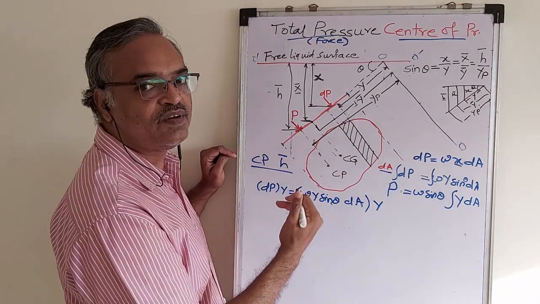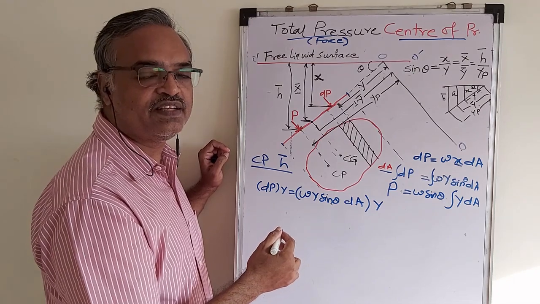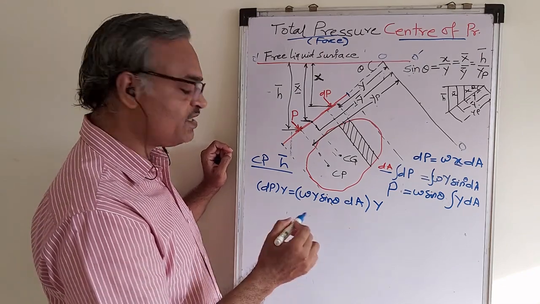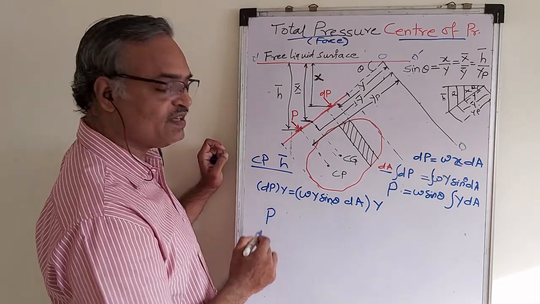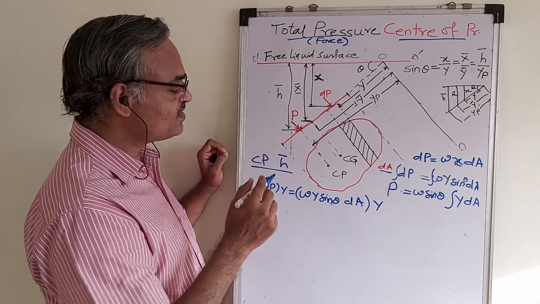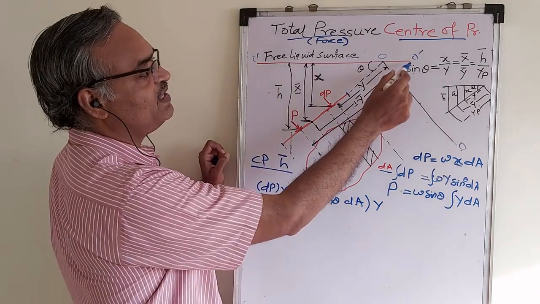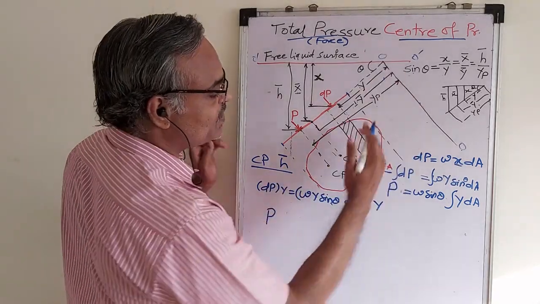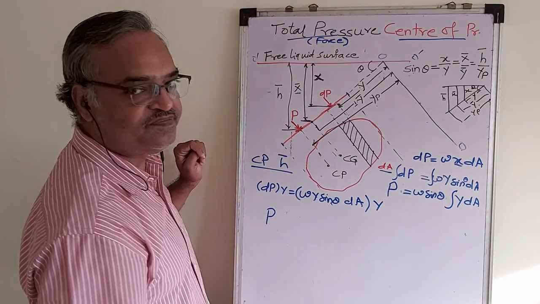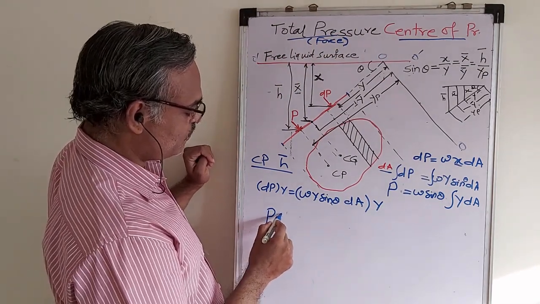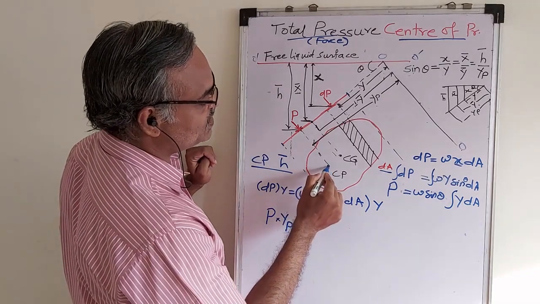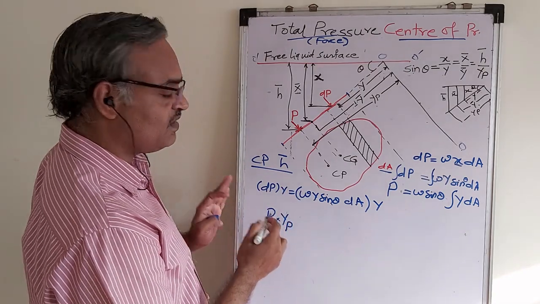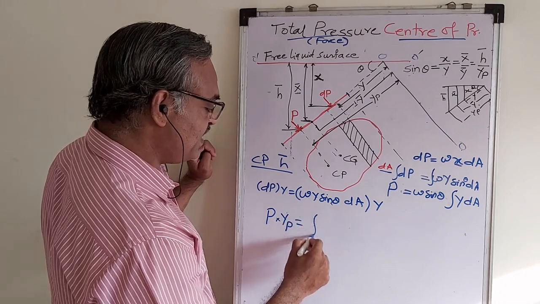And if we sum all these equations, then we will get the total moment acting on this whole body, which is nothing but the total pressure acting on the body P into its distance of point of application from the axis, from the free surface, so h bar. But in this case, right now, we have shifted our focus to this particular axis. So it will become P into yp, because CP lies at a distance yp from this place. So P into yp will be the total moment, which we will get after integrating this equation.